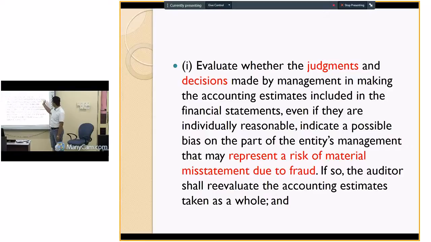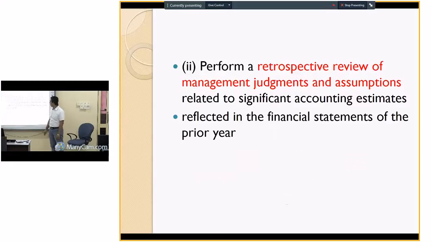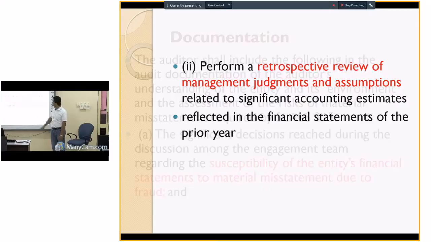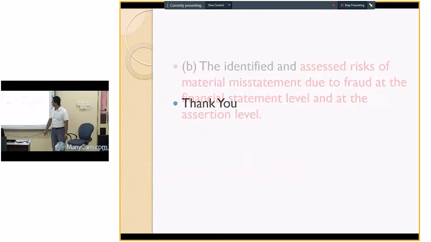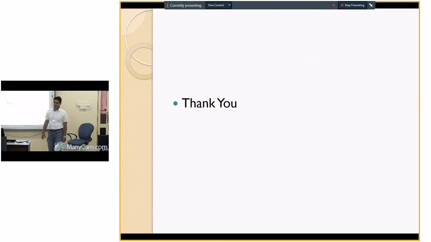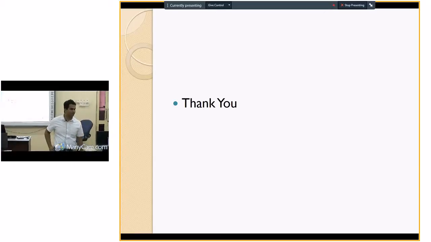Evaluate the judgments and decisions made by management, and perform an effective review of management's judgments and assumptions, right? So you should have proper documentation of your work. It's a very important aspect. That's all. I think everything covered in the standard I have discussed with you, right?